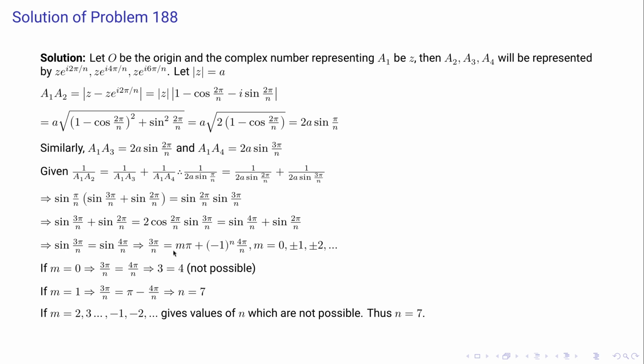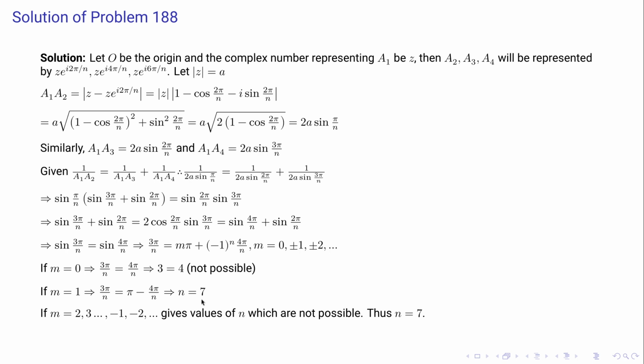And this comes from trigonometry. Okay. So if you have not studied trigonometry, you have to just take the formula just like that. We will prove this general value when we study trigonometry. Now if m is 0, 3 pi by n is equal to 4 pi by n, that is 3 is equal to 4, which is not possible. Now m is equal to 1, then we have some value of n, which is 7.